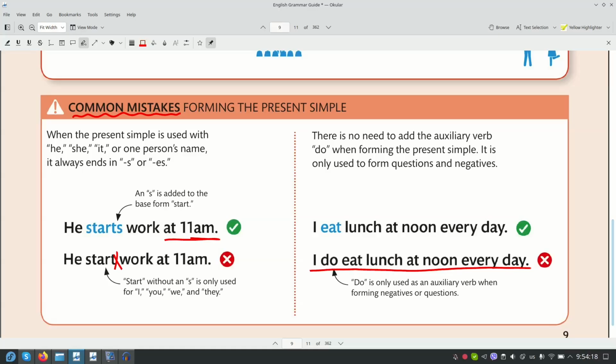It means that you want to emphasize that this action actually happens. I do eat lunch at noon every day. So I wouldn't say that that is such a huge mistake about this sentence. Sometimes it is possible to say it like that, if you want.